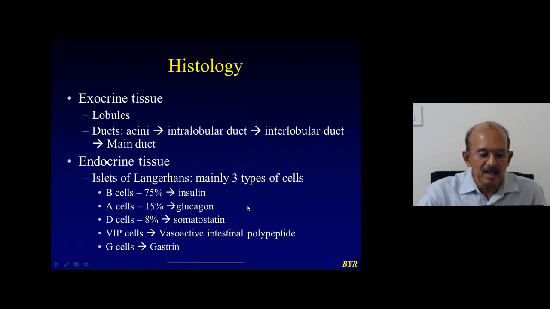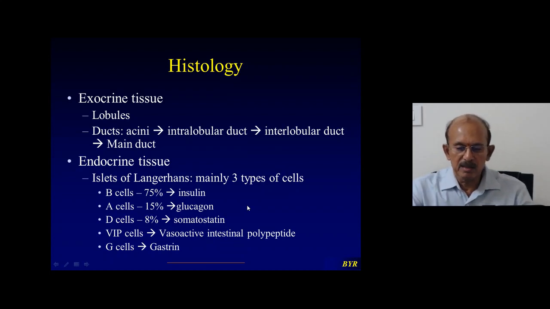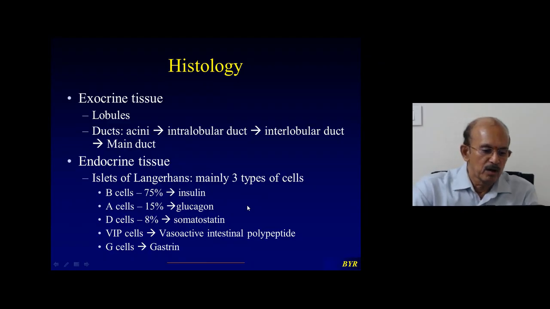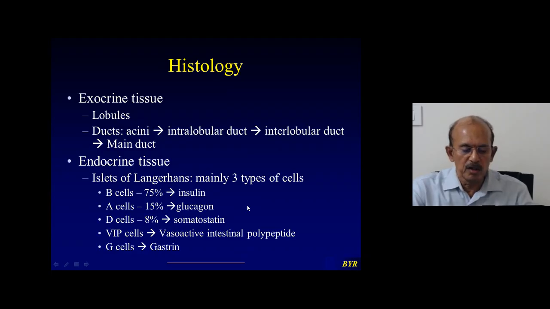Still, any other viscera has G cells apart from the pylorus or the stomach and pancreas? Apart from pylorus and pancreas, any other viscera, do they have G cells? Very good. Duodenum, which part? First part of the duodenum and second part of the duodenum. Very good.